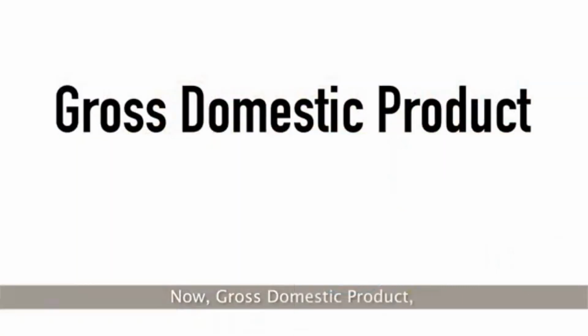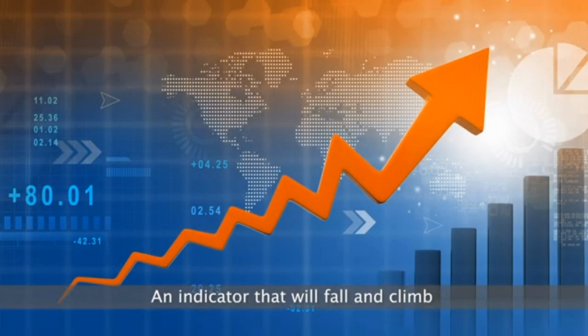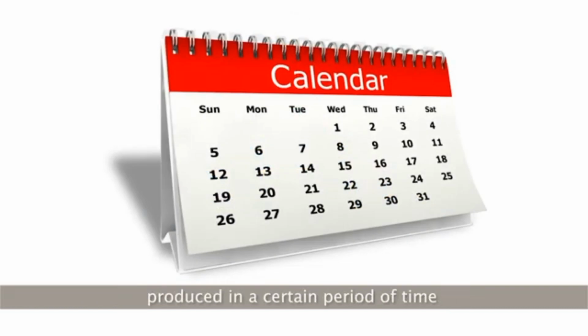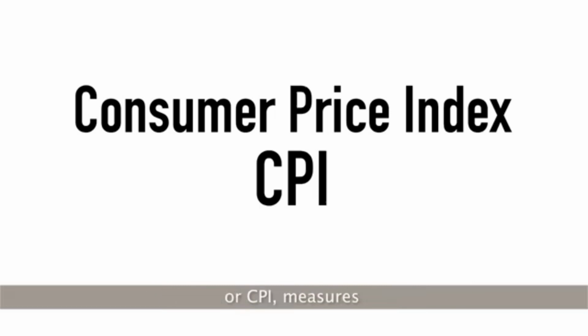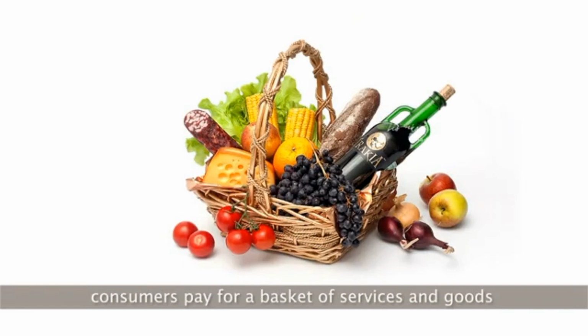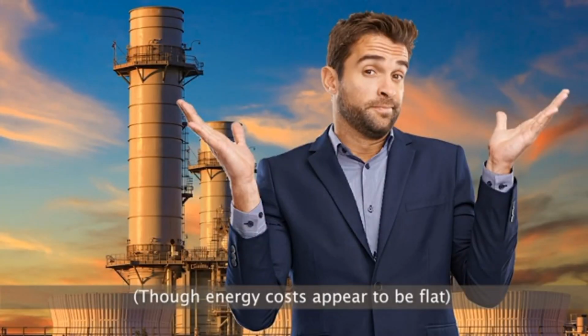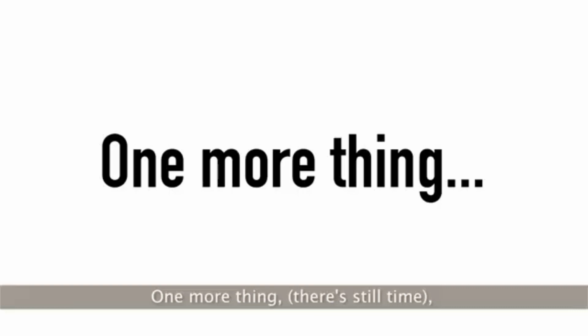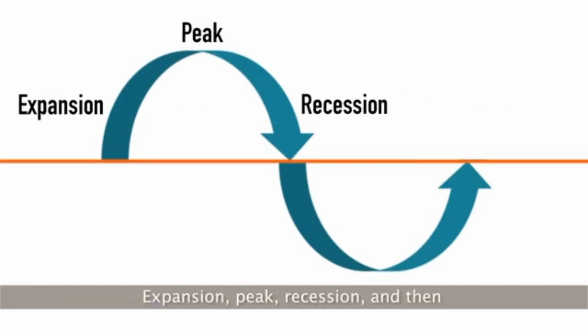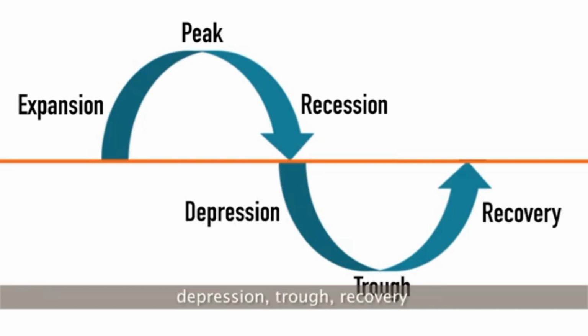Now gross domestic product, or GDP for short, an indicator that will fall and climb. It's the total value of all goods and services produced in a certain period of time. Whereas consumer price index, or CPI, measures the change in prices over time that consumers pay for a basket of services and goods, though energy costs appear to be flat. One more thing, there's still time, is the business cycle, the stages of economic activity. Expansion, peak, recession, and then depression, through to recovery.